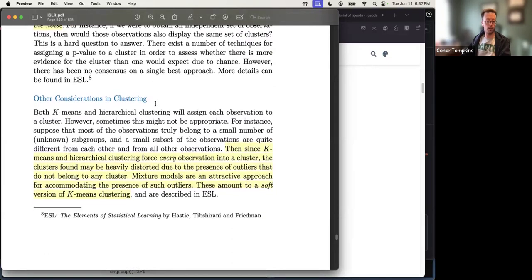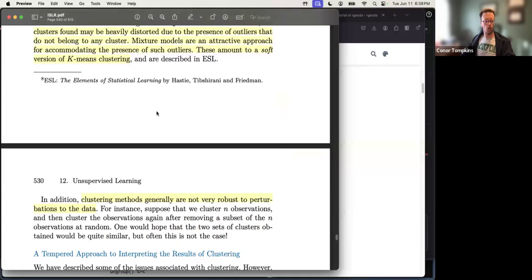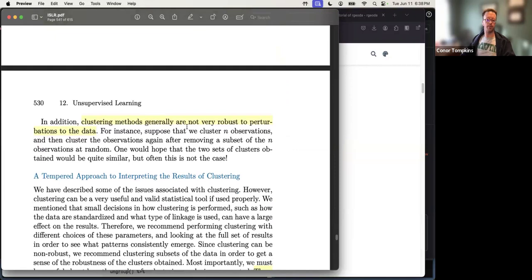So these are both hard clustering algorithms where each observation is put into a cluster, and it's either in a cluster or it's not. Whereas a mixture model is interesting because it's more of a continuous clustering algorithm, where it gives you a little bit more of a continuous view of the discrete categories, aka clusters, that the algorithm is making. And again, if the underlying data changes, then the clustering algorithm will give different results.